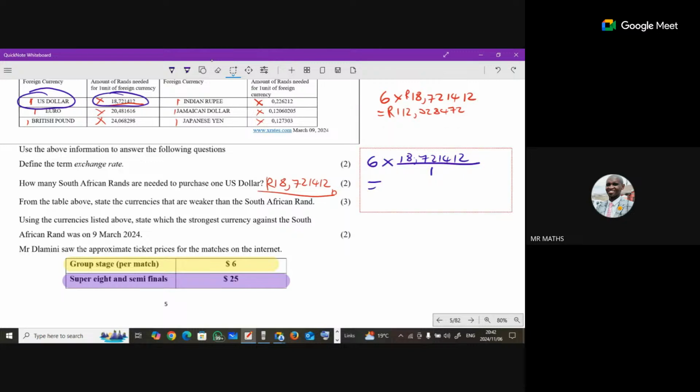So how do we convert the second one? The Super 8 and semifinals, we are doing the same approach. So you are going to take the $25 and multiply it by 18.721412. Then what are you getting?